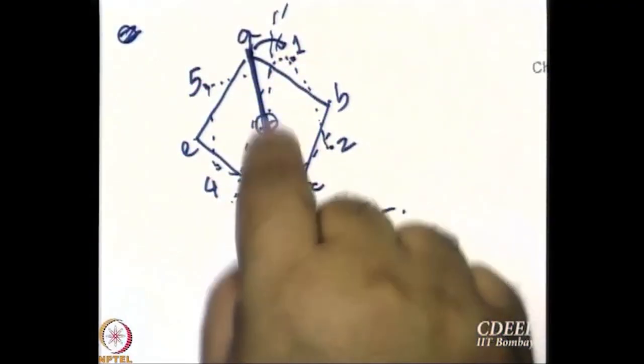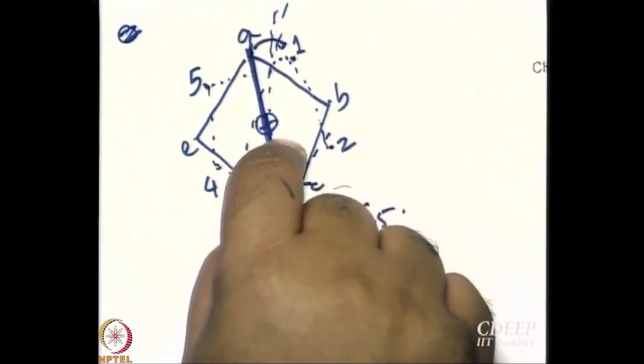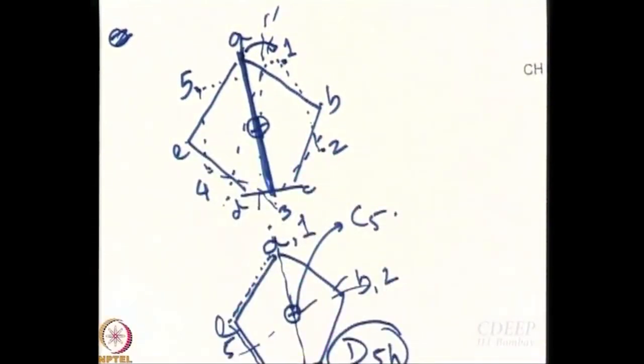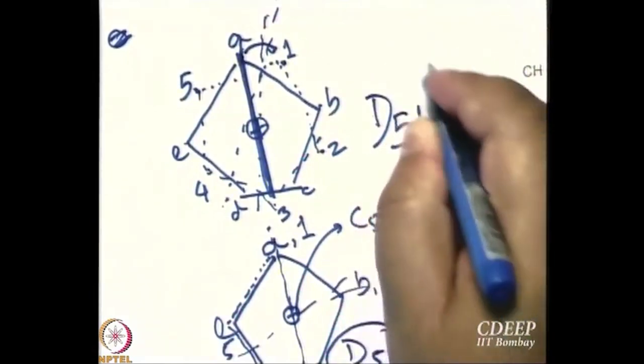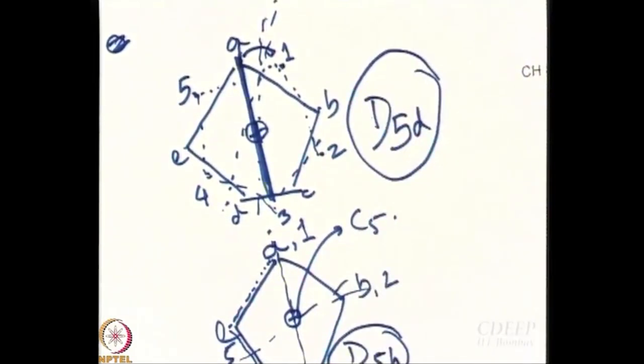So what do you have here? Principal axis of symmetry is C5. You have five C2s perpendicular to C5, so that makes the name D5. You don't have a horizontal plane, so if you look for a dihedral plane, it is D5d. All right, fine.